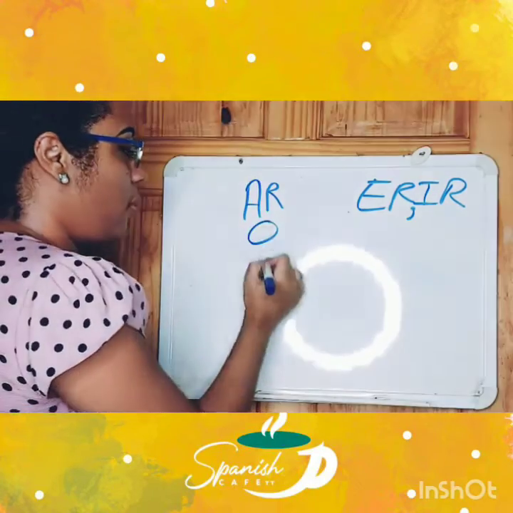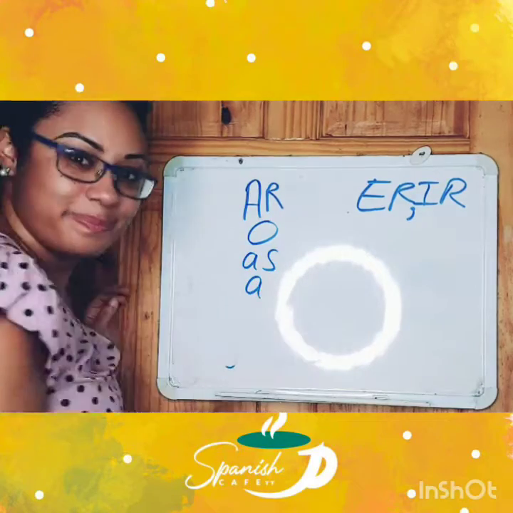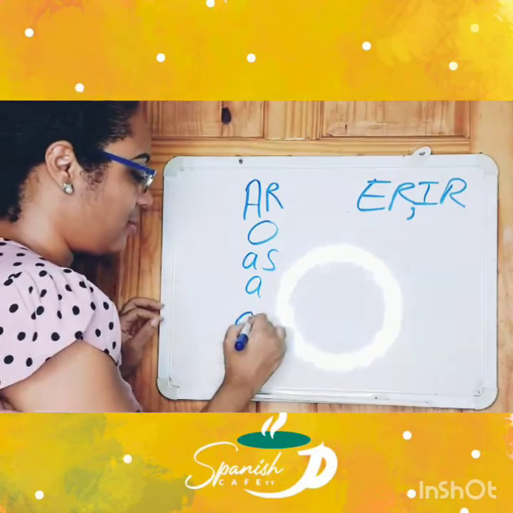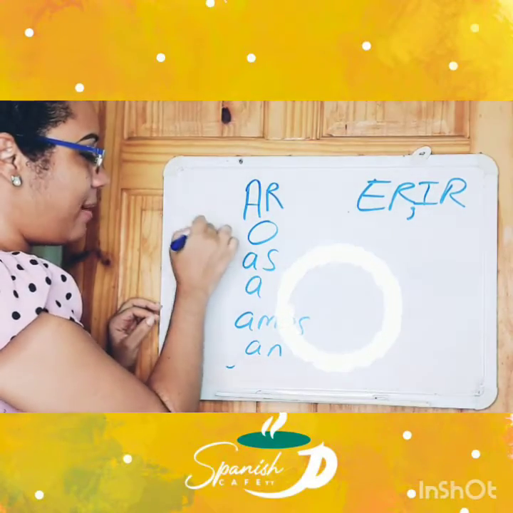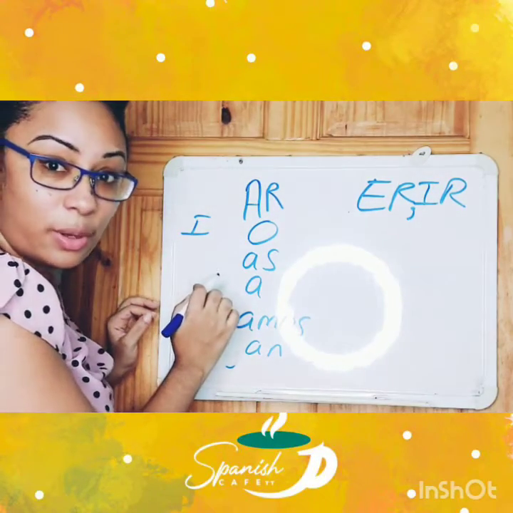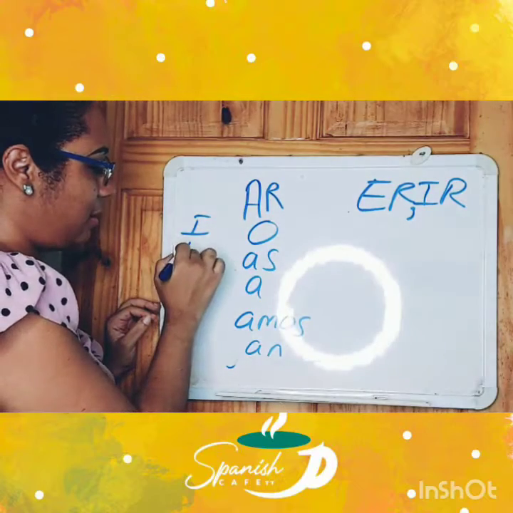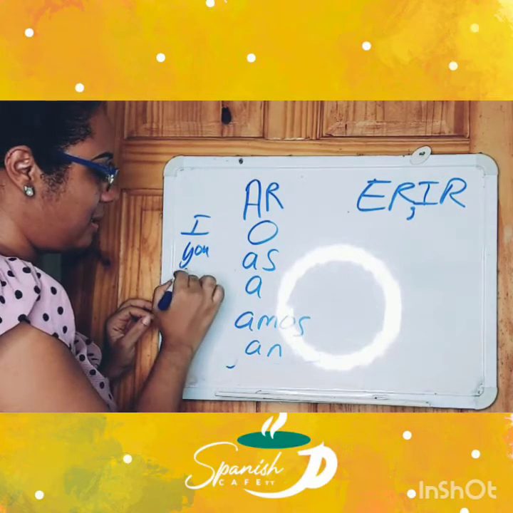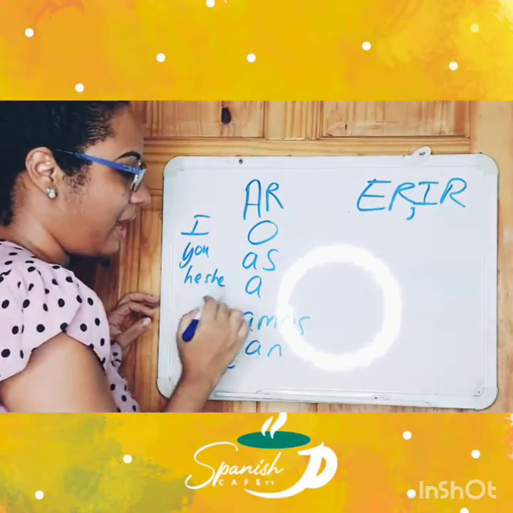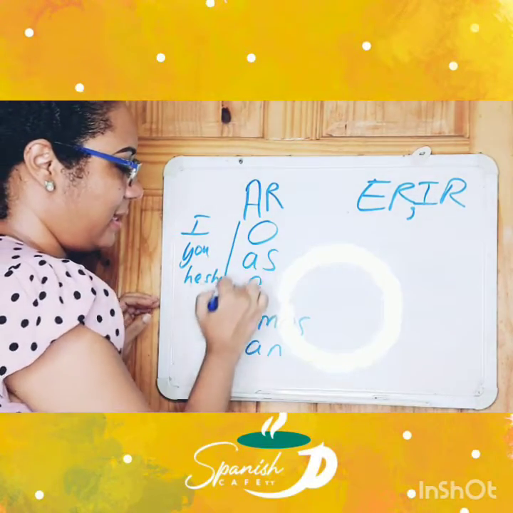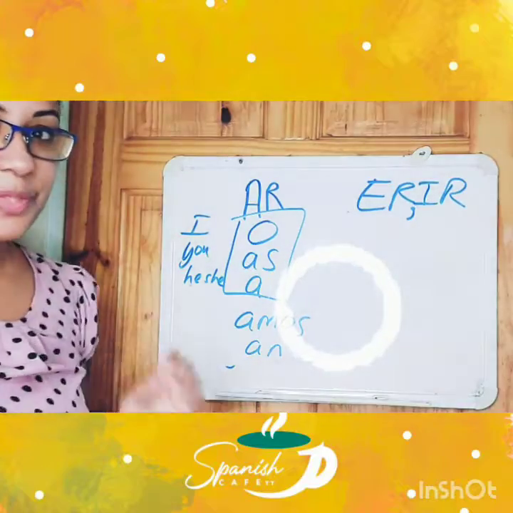So it's going to be o, as, a. Then it's going to be amos, an. And to talk about I am doing something, we're going to be doing o on the end. You is going to have as. And he or she, that's for now anyway, that's going to be a, okay? So we're going to be just looking at this section here. O, as, a. So this is the rhyme.